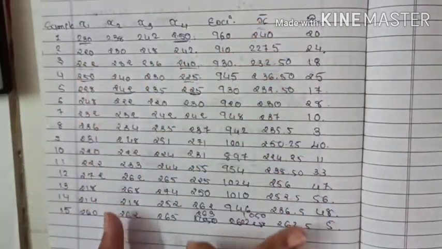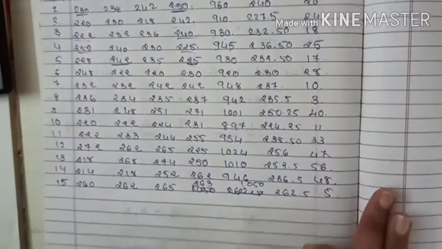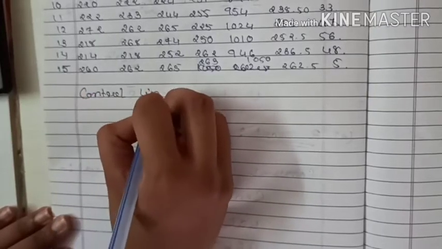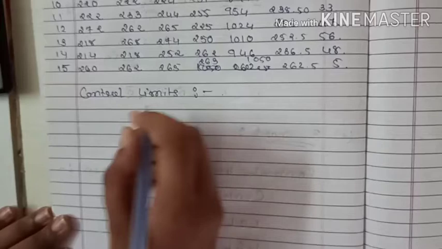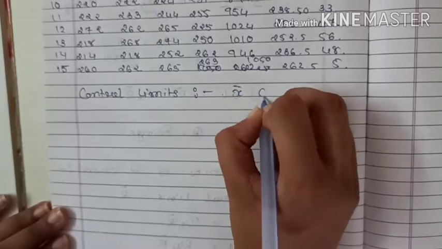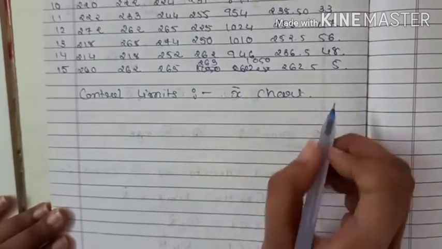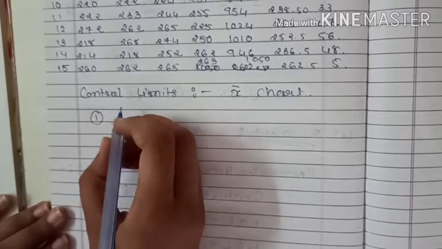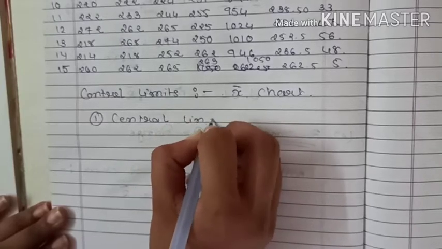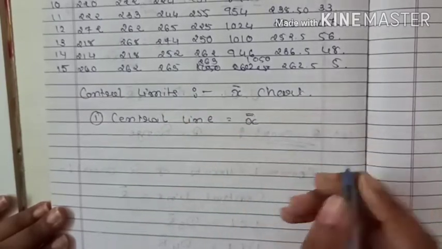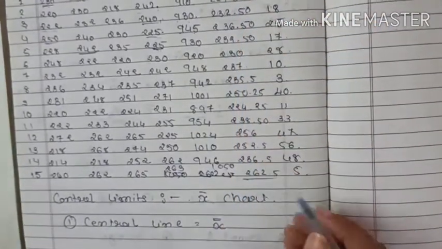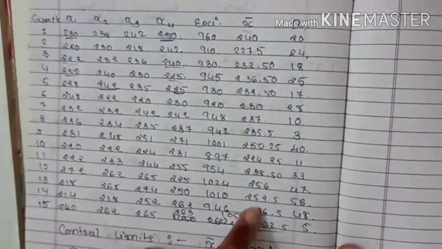So we have written down all the format of this. Let's start with the calculation of the control limits. Control limits for X bar chart. First, central line. Central line is equal to double X bar. So we have to total the X bar column.